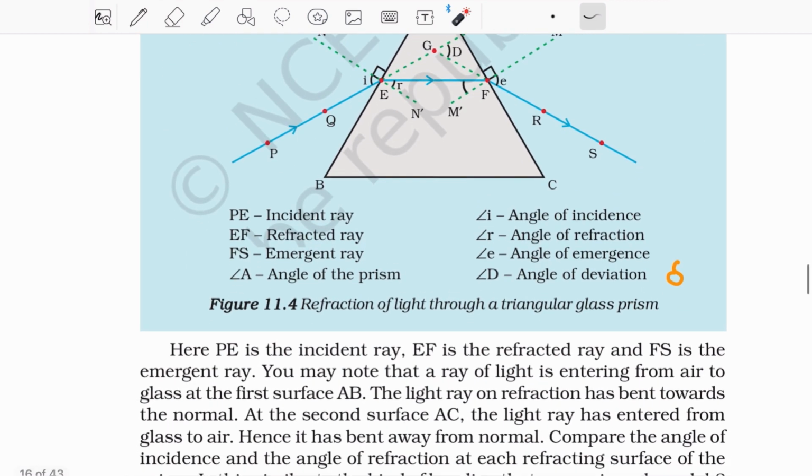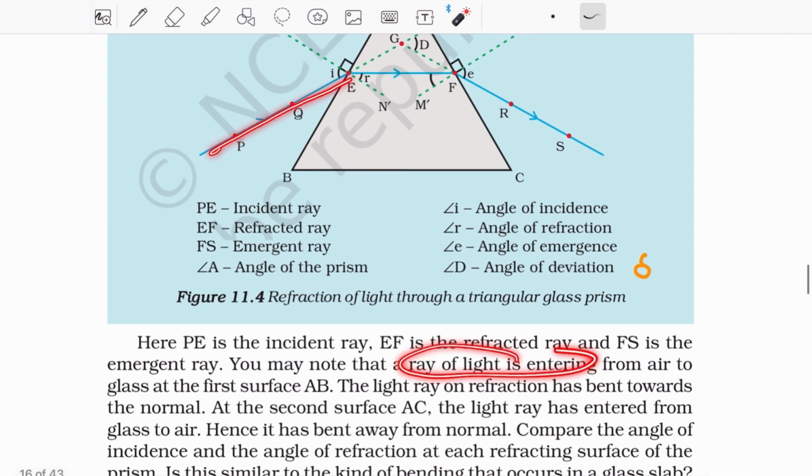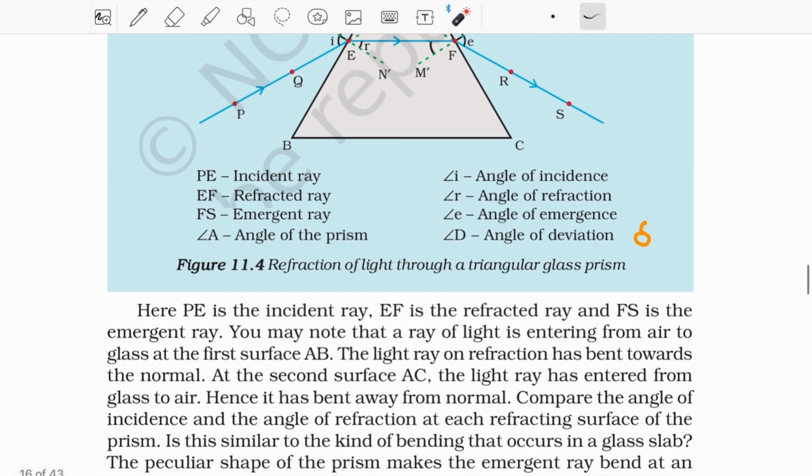After that you will see here PE is the incident ray, EF is the refracted ray and FS is the emergent ray. You may note that a ray of light entering from the air, that is a rarer medium, bends towards the normal because it is going into the denser medium, right? Compare the angle of incidence and angle of refraction of each refracting surface of the prism.